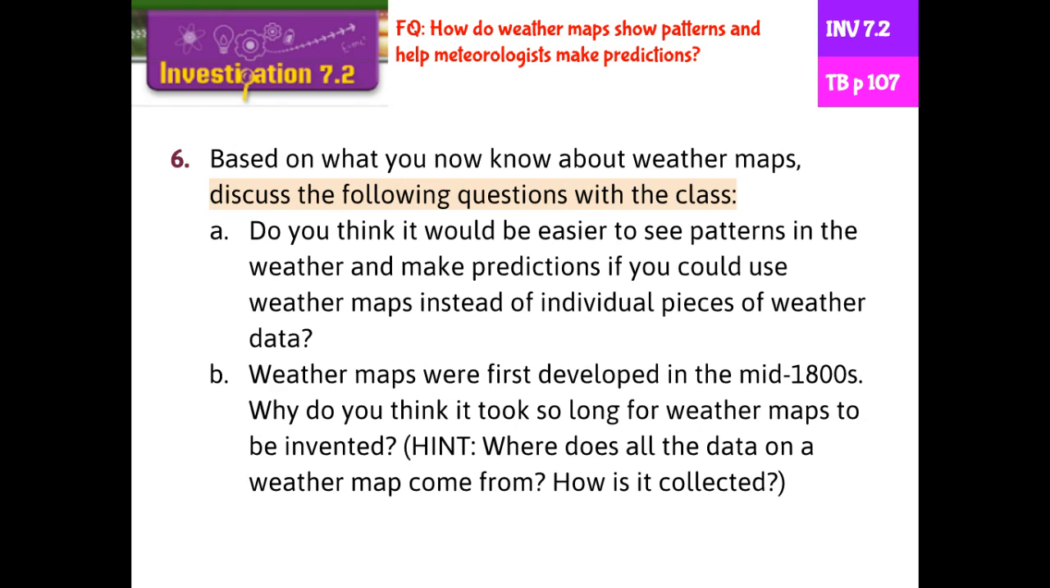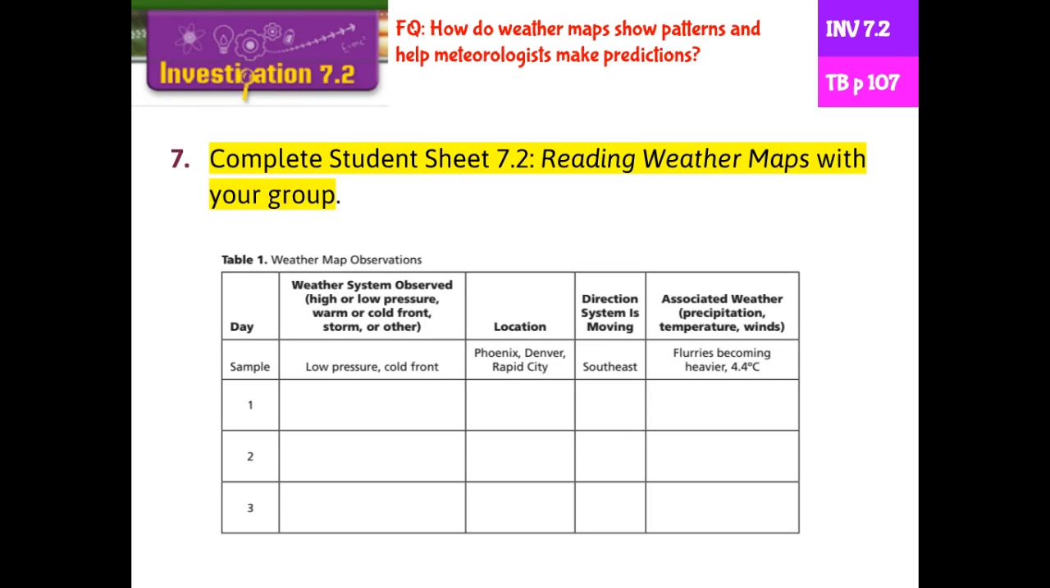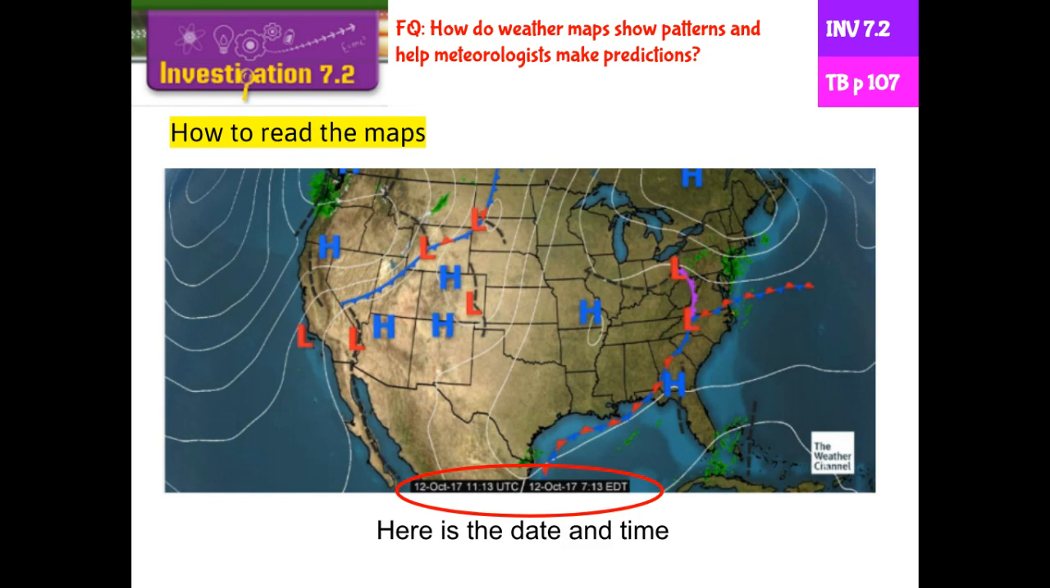And weather maps were first developed in the mid-1800s. Why do you think it took so long for weather maps to be invented? As you're working, you're going to have a student sheet 7.2, and that will be your way to collect your data from those weather maps.